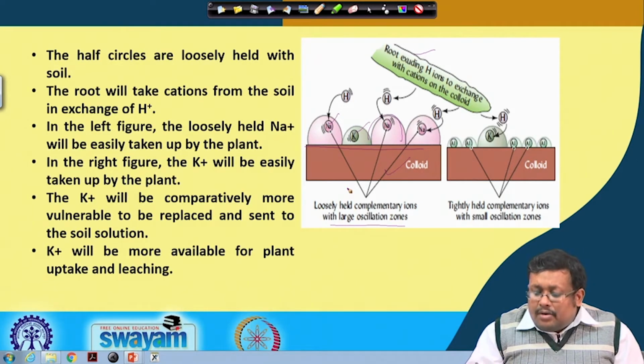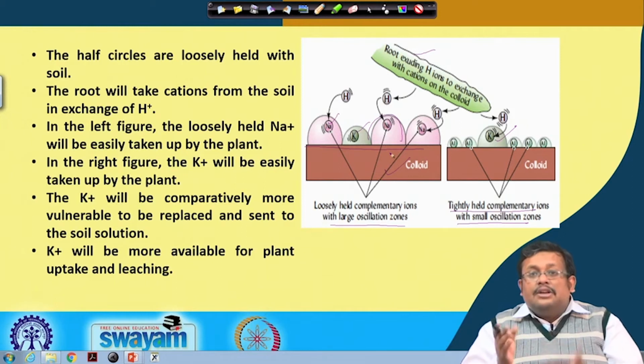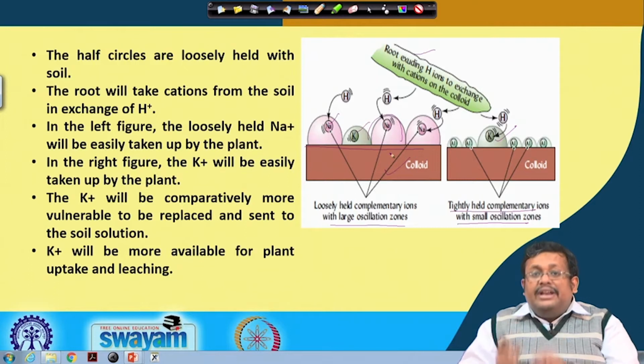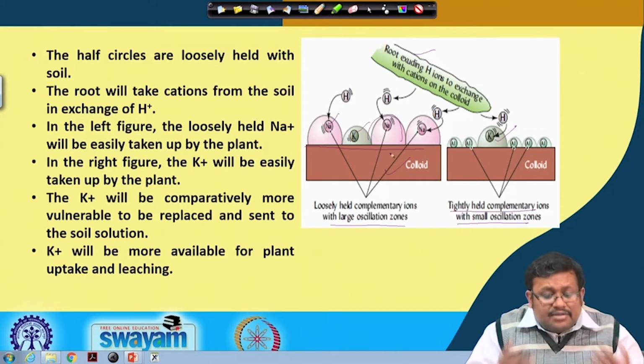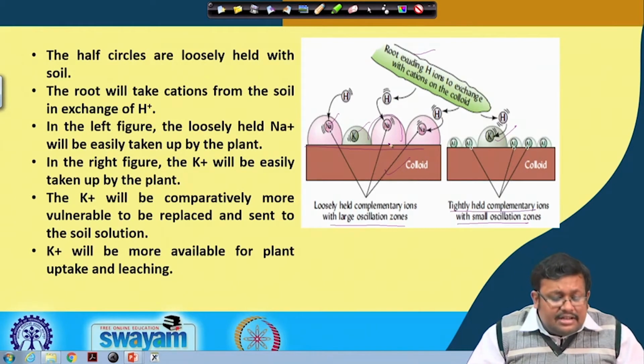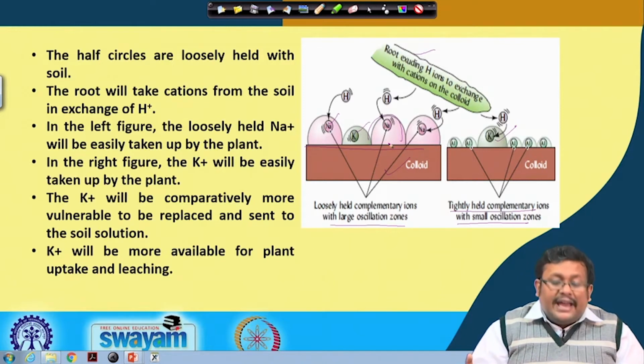In the other condition, aluminum and potassium are present. However, aluminum is a more tightly held complementary ion with a smaller oscillation zone than potassium. So, in these two conditions you are seeing the difference in oscillation zones and ultimately the difference in their affinity to the clay colloid. The half circles are loosely held with the soil, and the root will take the cations from the soil in exchange for H plus ions.